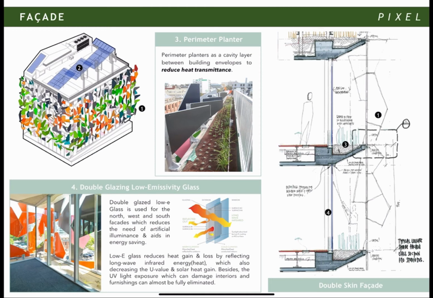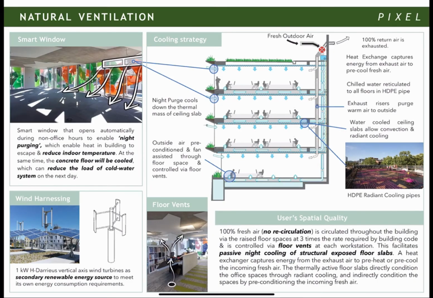Low E glass reduces heat gain and loss by reflecting long wave infrared energy, which also decreases the U value and solar heat gain. Besides, the ultraviolet ray which can damage interiors can be minimized. For natural ventilation, Pixel Building has a smart window system that opens automatically during non-office hours to enable night purging. So the heat in the building escapes and reduces indoor temperature. At the same time, the thermal mass of the concrete floor will be cooled, which can reduce the load of the cold water system on the next day.